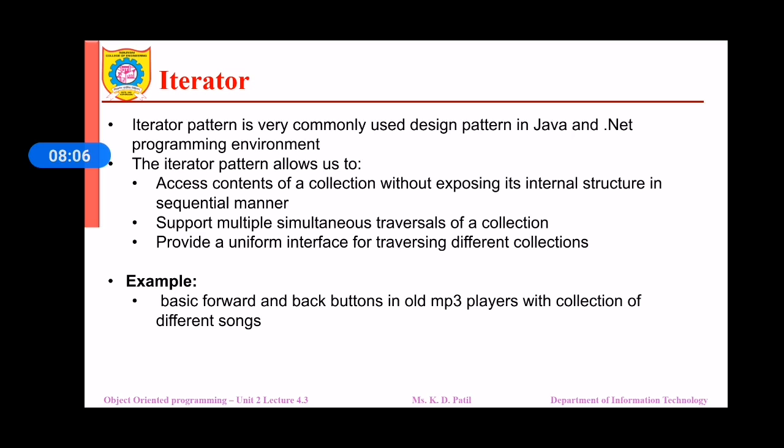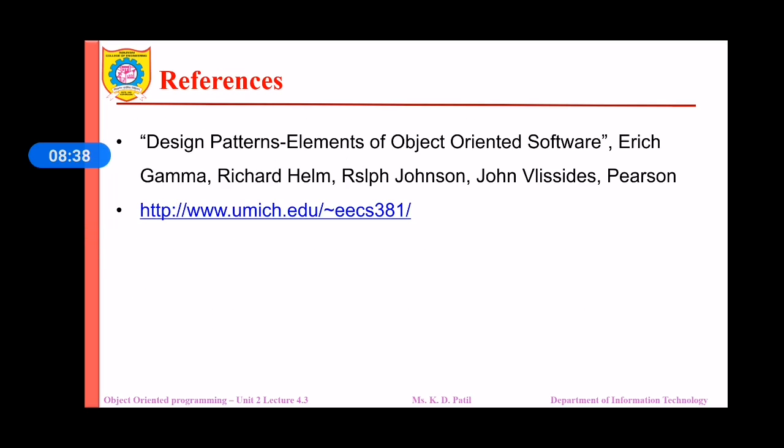For example, the MP3 player. Now, in the MP3 player, there are a number of different songs. The basic forward and back buttons can be used to change the song. So that can be compared to the iterator pattern, that is, traversal can go forward and backward in that MP3 player to change the different songs. So I hope you have understood the behavioral pattern and different types of behavioral pattern.